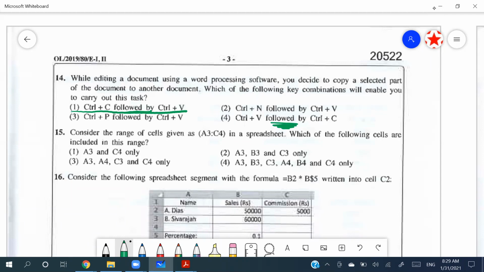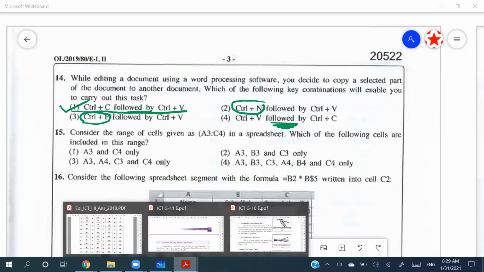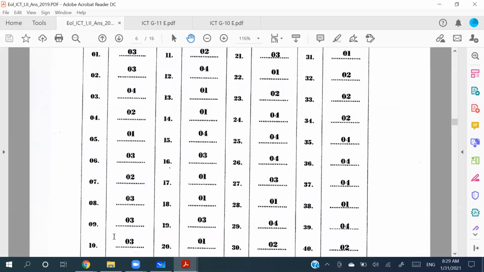Right? So for copy, it is Control C. For pasting, it is Control V. Control N is used to create a new document. Control P is used to make a printout or to take the print preview, right? So the correct answer for the 14th is going to be number 1.